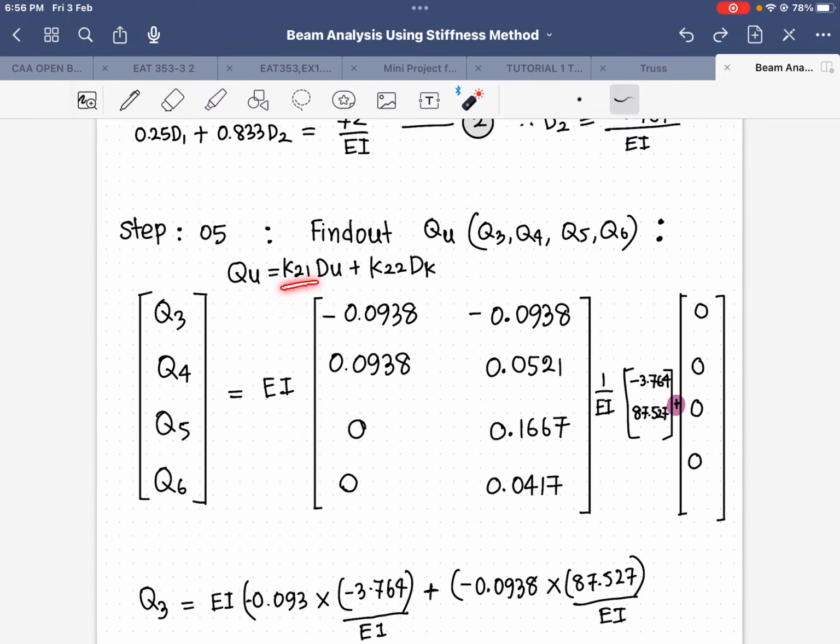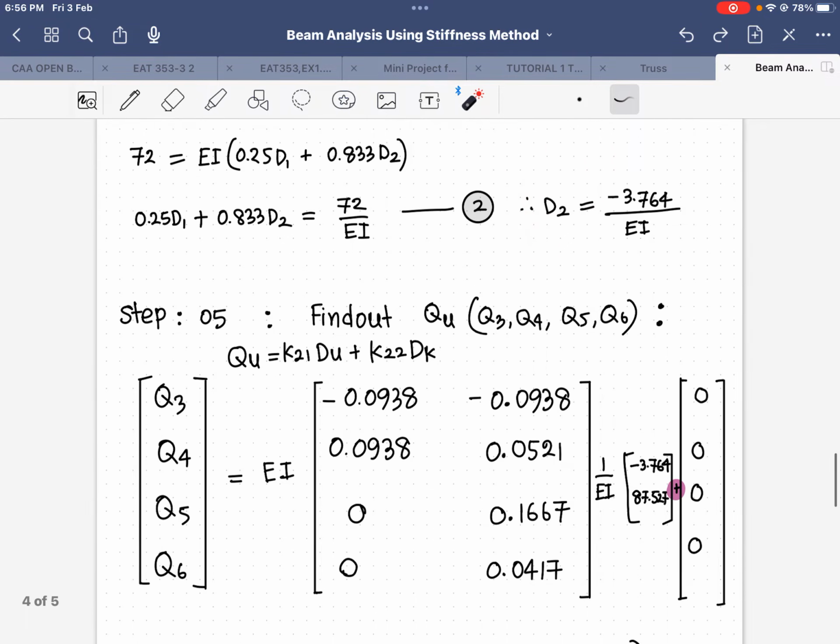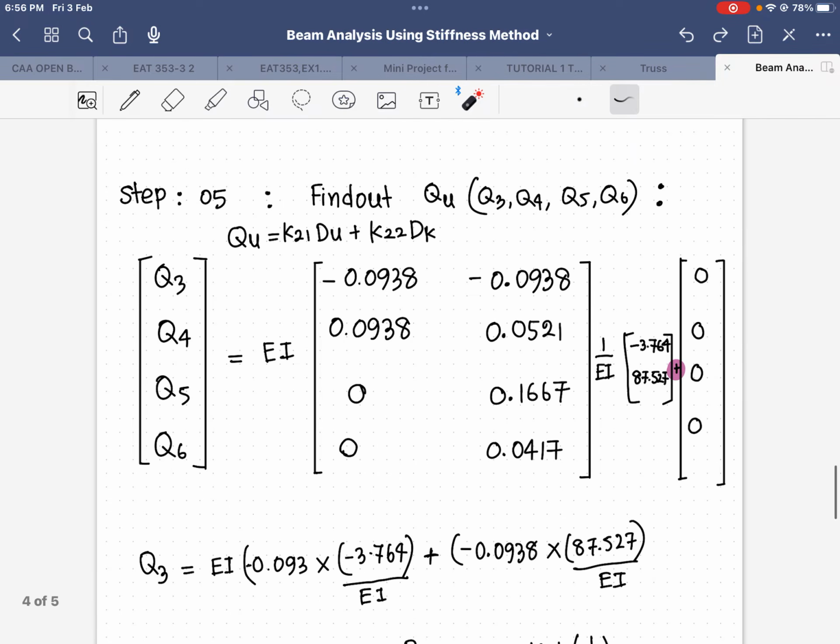All right, so 21, I already showed you how I get this value. Then what I did, I just get the value of d1 and d2, because this is the unknown. So in here I see du, this is the value from the d1 and d2.